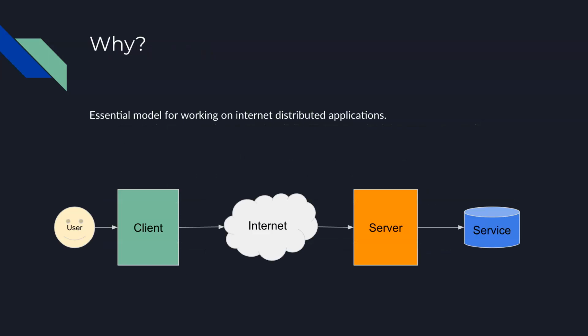So why do we want the client-server model? Well, it's essential for working on internet distributed applications. Let's say you are a user and you open up your Facebook app on your phone. That is you opening and accessing the client to a client-server architecture. You make a request to load your home feed. That request will go out across the internet and hit Facebook's server on the back end.